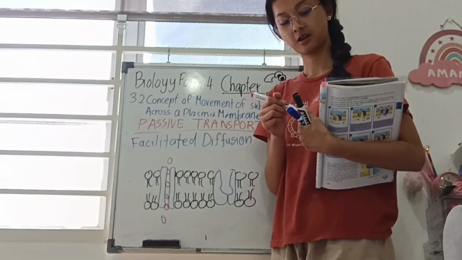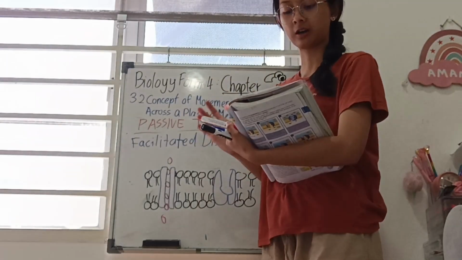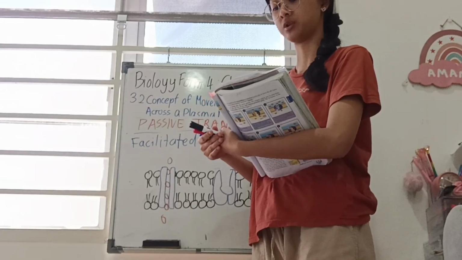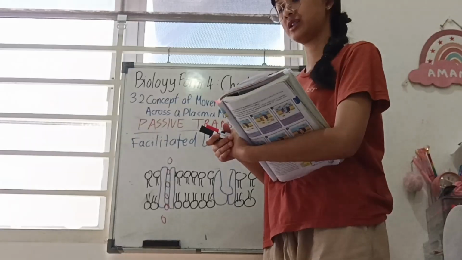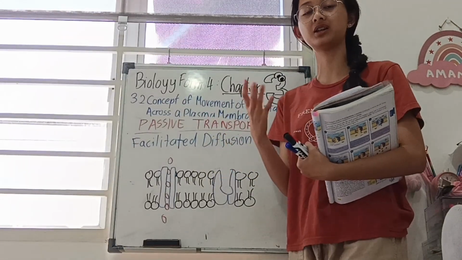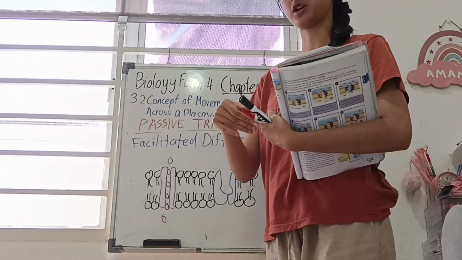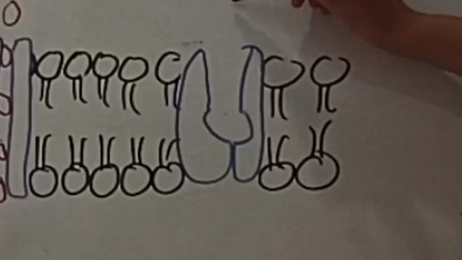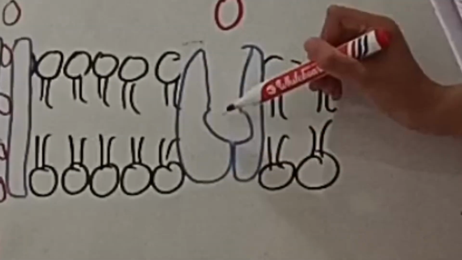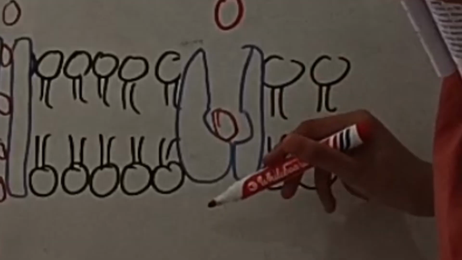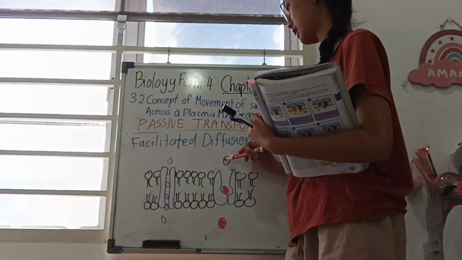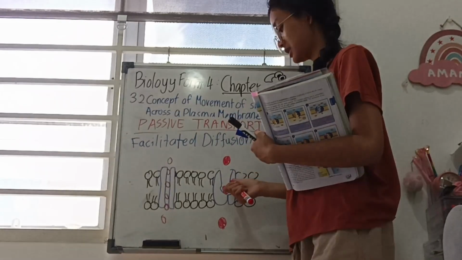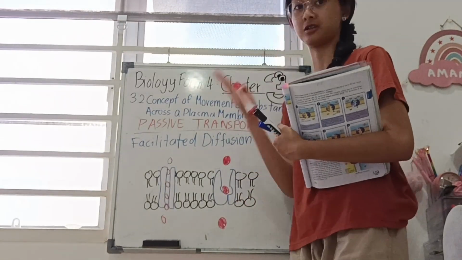Yes, a tunnel. But then for carrier proteins, carrier proteins have specific sites and can only bind to a specific molecule. Okay, so carrier proteins are specific. It can only be used for a specific molecule. For example, glucose. So glucose can only bind with this one protein. This is a glucose carrier protein, so it can only bind with that carrier protein. Other carrier proteins cannot carry glucose, and the glucose carrier protein cannot carry other molecules.